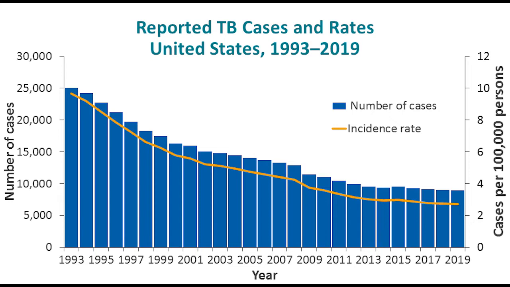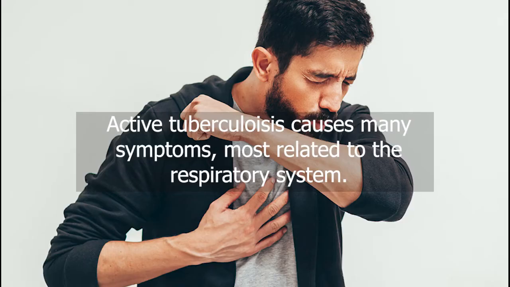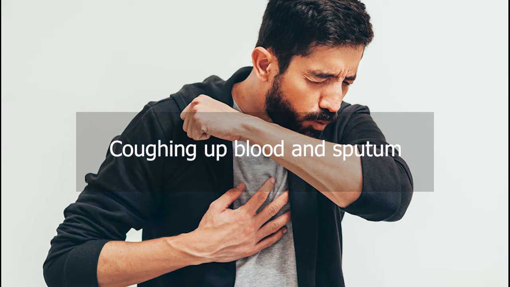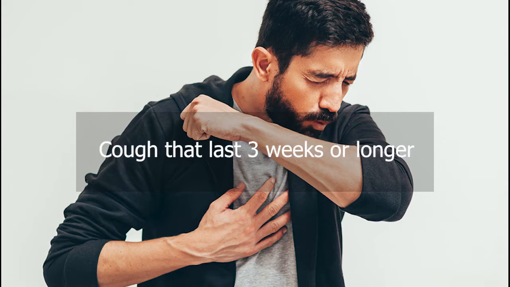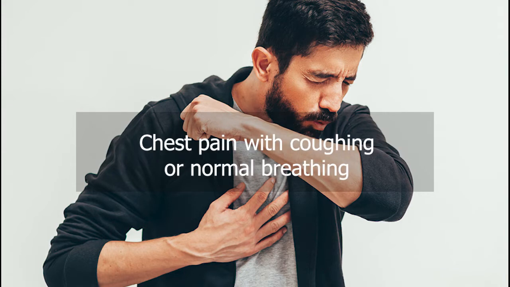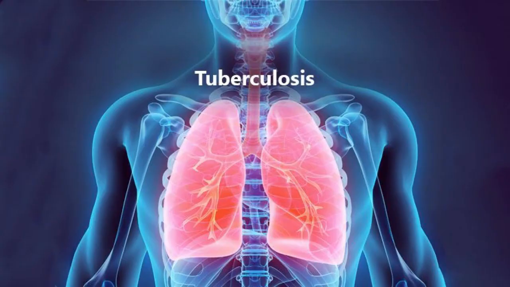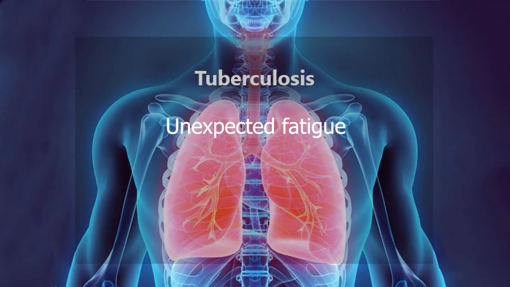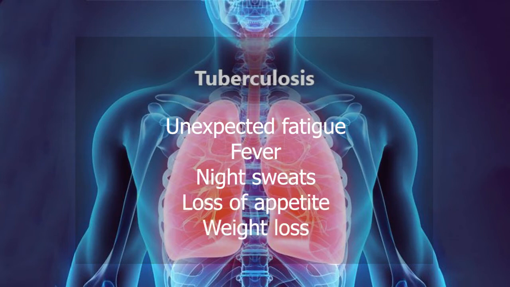In 2020, the rate dipped to 2.7 cases per 100,000 people. Active TB typically causes many symptoms that are most commonly related to the respiratory system, including coughing up blood and sputum. You may experience a cough that lasts for over 3 weeks and pain when coughing or with normal breathing. Other symptoms include unexpected fatigue, fever, night sweats, loss of appetite, and weight loss.